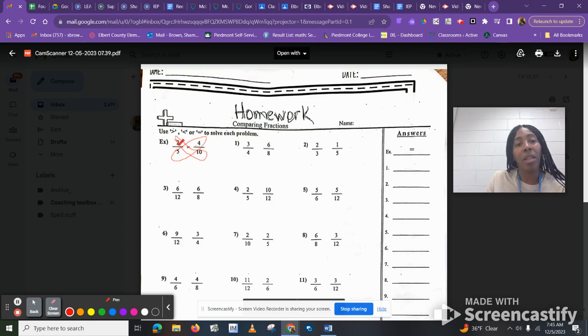So 2 times 10 gives you 20, so this side is 20. And then 5 times 4 gives you 20, so this side is 20 as well. That tells me that these two fractions are equivalent.